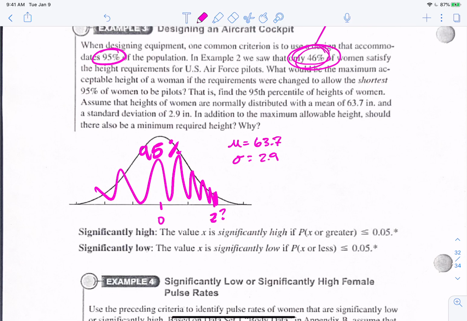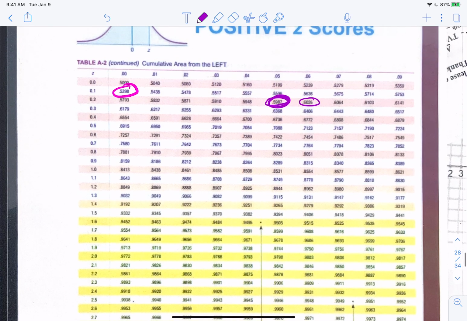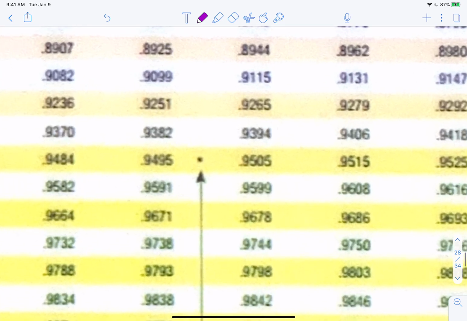All right, what are we doing first? Let's find that 95%. Okay, so convert that 95% to 0.9500. We want to do 4 decimal places. And then we need to find the z. So we're looking this up backwards in the table. Are we on the positive or negative? Positive table. We want 0.9500.